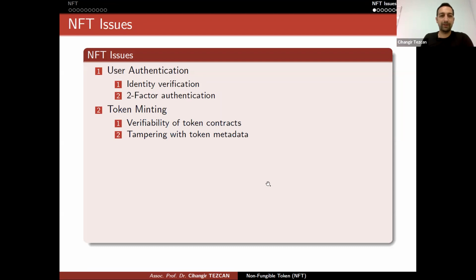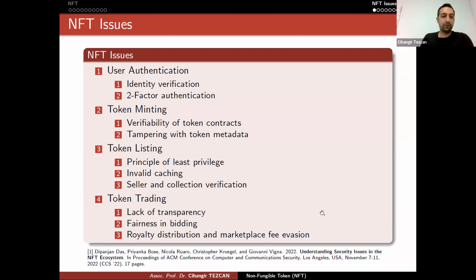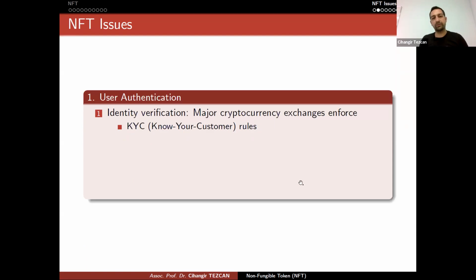The second issue is token minting: the verifiability of token contracts and tampering with token metadata, which is very important. Token listing: the problems are principle of least privilege, invalid caching, seller and collection verification. And for the 4th part, token trading, which are listed as lack of transparency, fairness in bidding, royalty distribution, and market fee evasion. So let's see all of them one by one and start with user authentication.